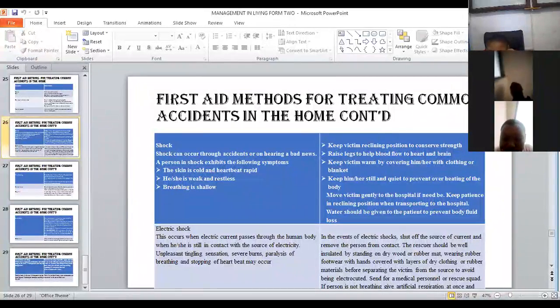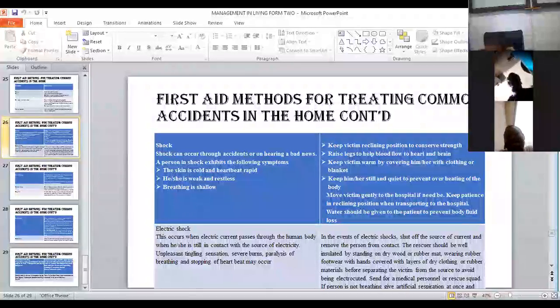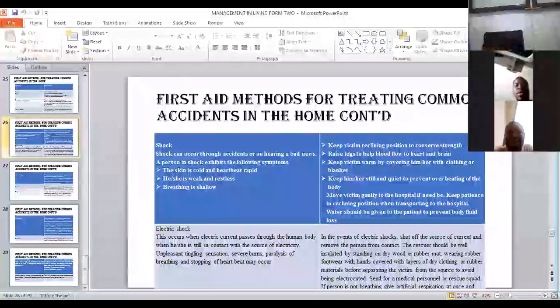Then, how do you separate the person in shock? How do you separate that person from the source of contact? Madam, you use a dry wood to hit. Why do you use a dry wood and not metal? Because it's a poor conductor of electricity.